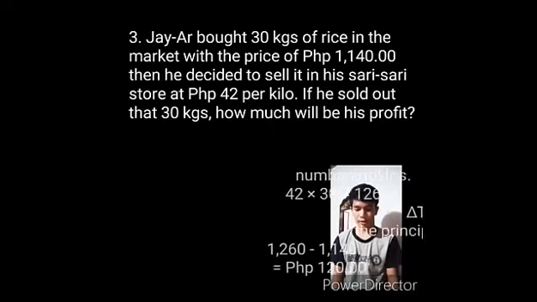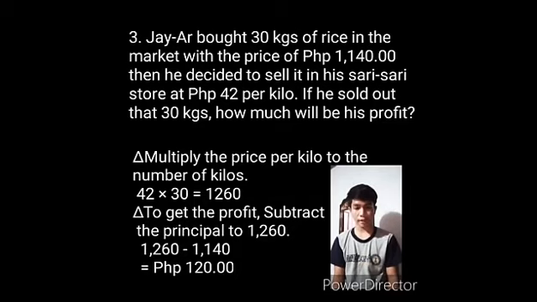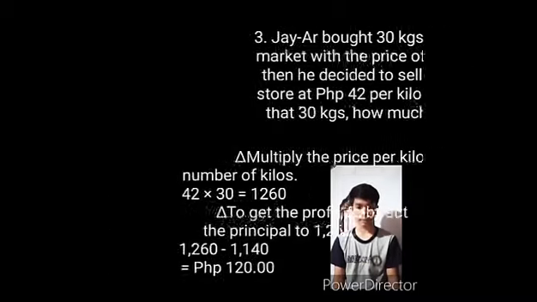To compute it, multiply the price per kilo by the number of kilos. So 42 times 30 is equal to 1,260. To get the profit, total sales minus principal: 1,260 minus 1,140 is equal to 120 pesos. 120 pesos is the profit.